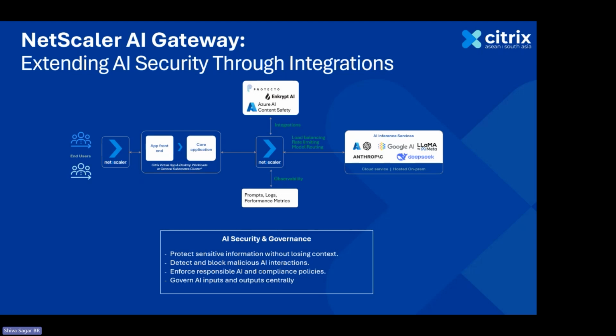So that's where we need to enforce governance, some sort of policies, and also make sure that the response that comes back from the backend AI is also compliant, right? Rather than building all of these capabilities natively into the NetScaler AI gateway, we take an integration-first approach. The AI gateway itself acts as a centralized enforcement point, like we saw last time, right?